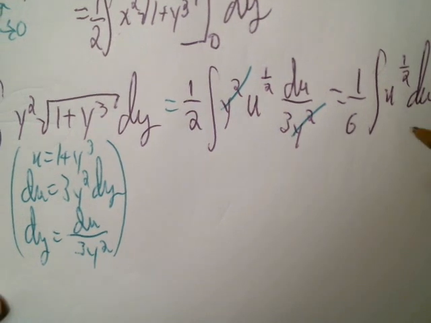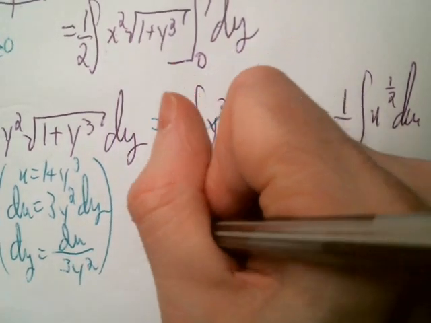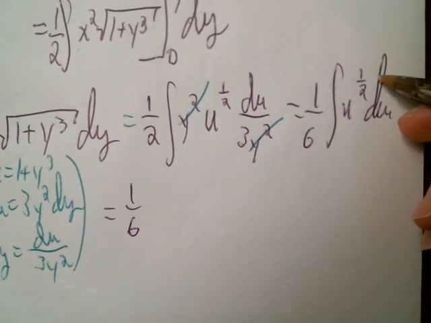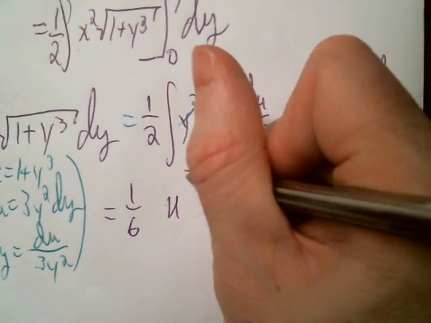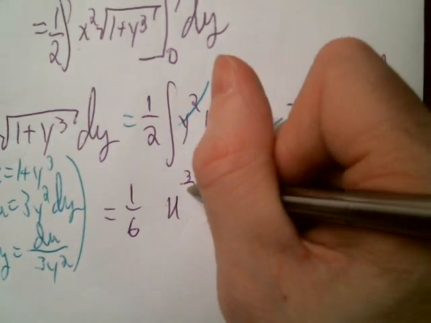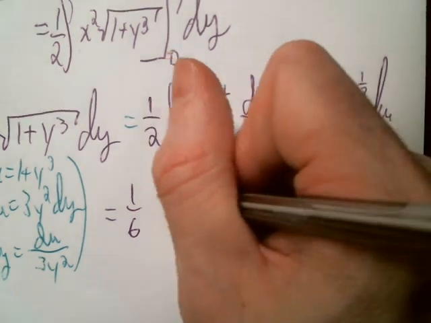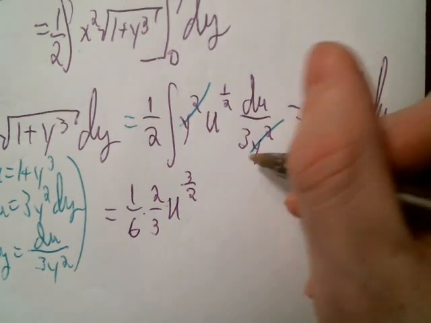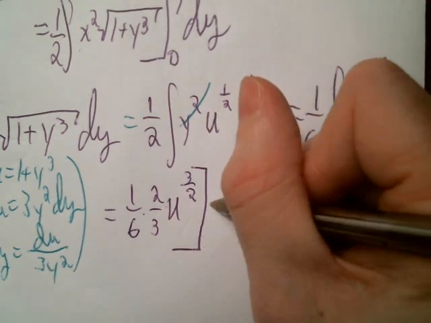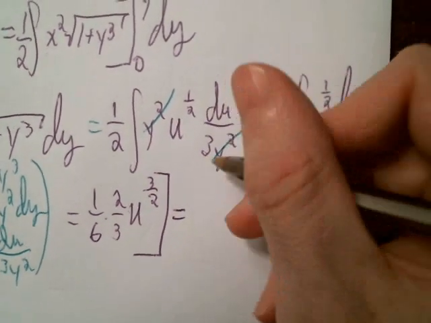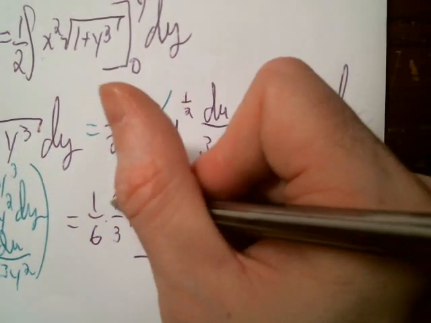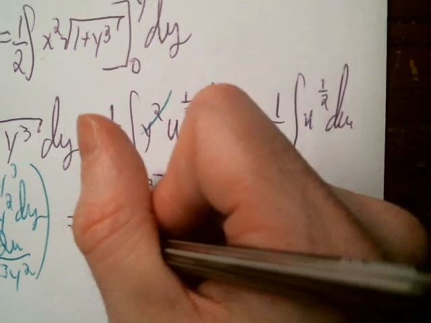Then integrate that, and you end up with 1/6 u to the 3/2. So u to the 1/2 plus 2/2 is 3/2, times the reciprocal of 3/2, which is 2/3. And then we need to remind ourselves to evaluate once we back sub. I'll do that. So 1/6 times 2/3. 2 over 6 is the same as 1 over 3.